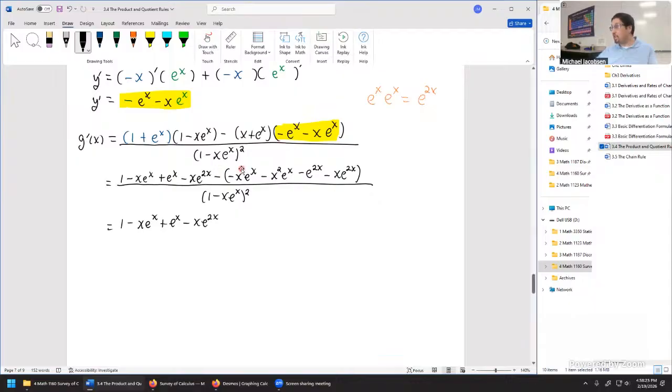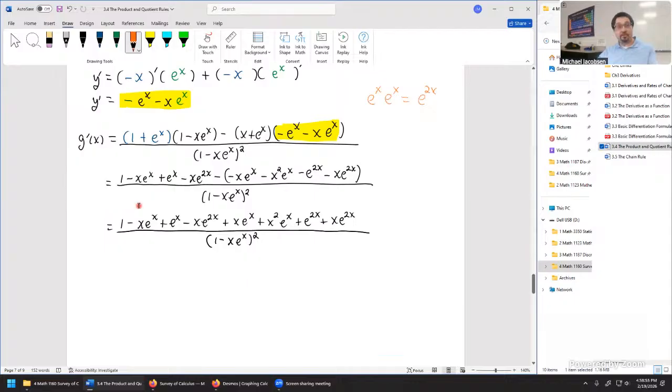Now the distributive law will give us, let's just flip all the signs to positive. So plus x e to the x plus x squared e to the x plus e to the 2x plus x e to the 2x, all divided by (1 minus x e to the power x) squared. So there's its fully expanded form.